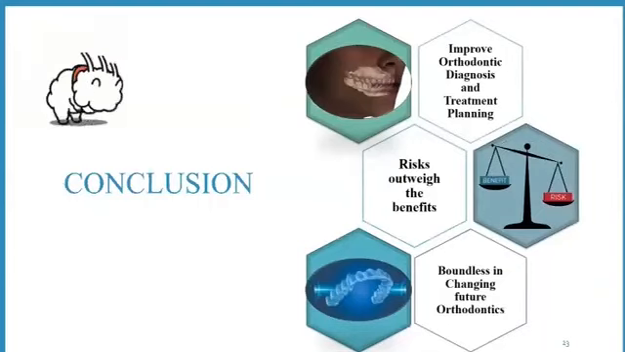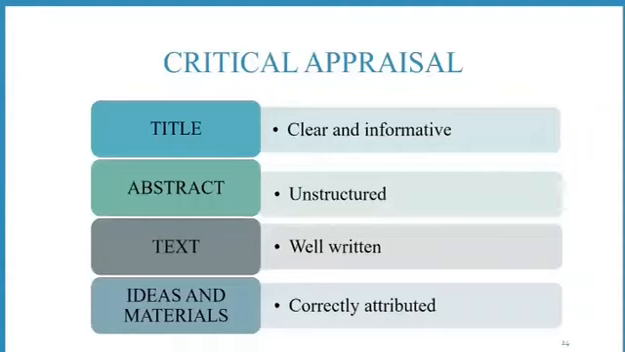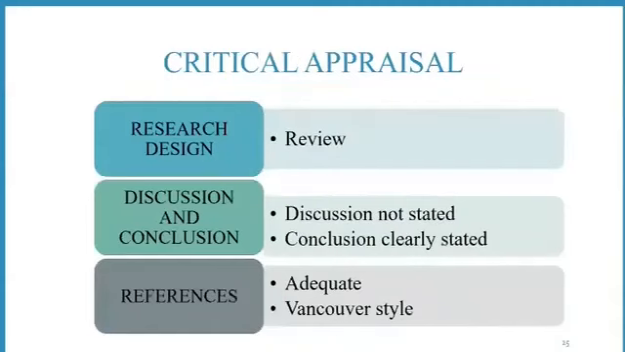Coming to the critical appraisal, the title is clear and informative, the abstract is unstructured, the text is well written, ideas and materials are correctly attributed. Research design, it's a review article. Discussion and conclusion, discussion is not clearly stated, whereas the conclusion is clearly stated. References are adequate in Vancouver style.